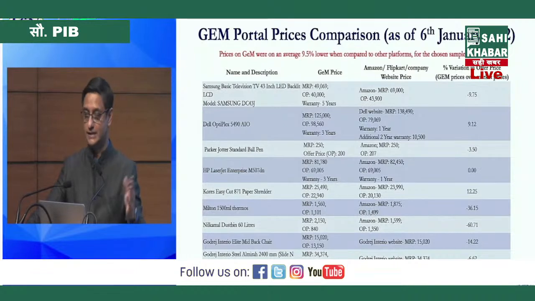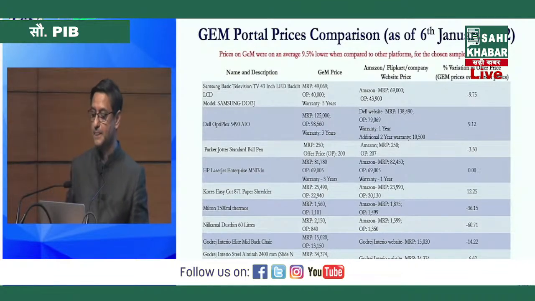So what we did last year, and again this year, was look through the prices on the GEM portal and compare them with the ones we have on Amazon, Flipkart, and so on, to see whether there is a large deviation in prices. And one of the things we found is that, by and large, they are in the same ballpark, and if anything, the prices on the GEM portal are actually slightly lower than what you get on Amazon and Flipkart. Suggesting, first of all, a lot of transparency, but also, of course, savings for the government.